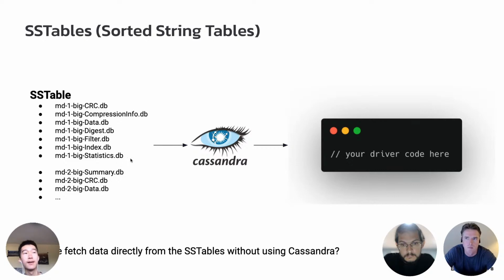But like we said earlier, we don't want to put load on our Cassandra database. So the question is, can we fetch data directly from the SS tables without using Cassandra? And this is what I've been spending most of the summer working on, because it's not so easy.